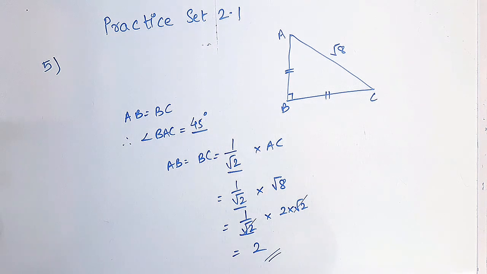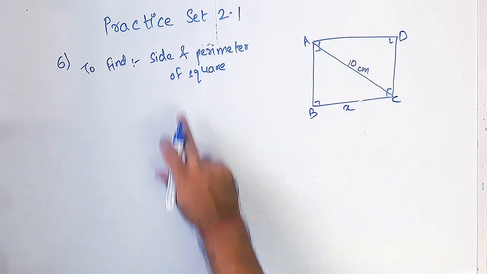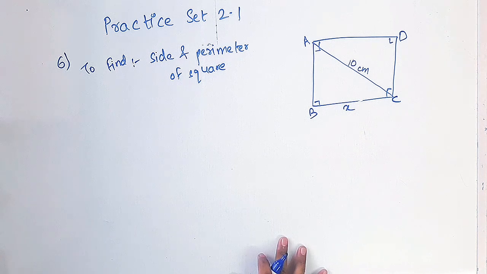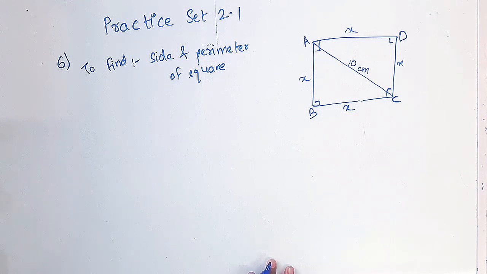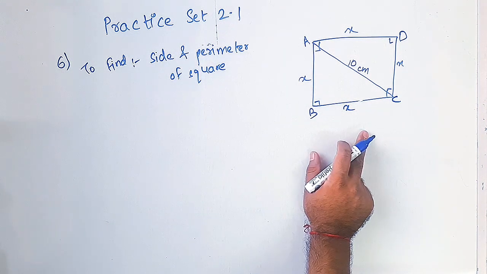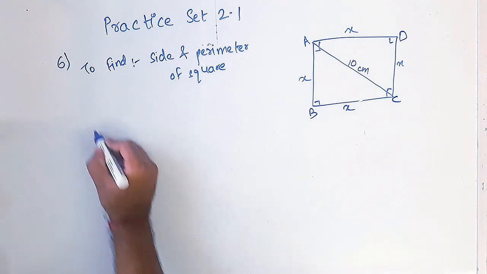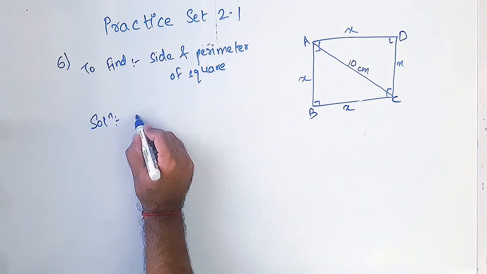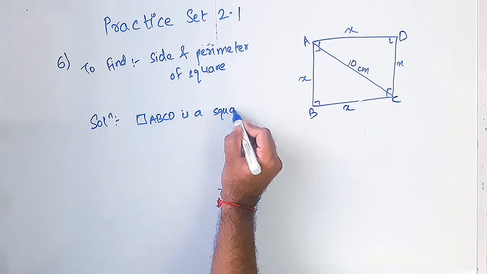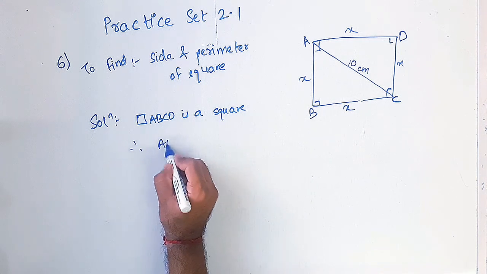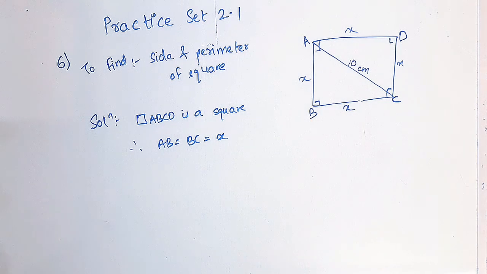So let us move on to sixth one. So children, we are here on to sixth one, where ABCD is given. It is a square. That means all the sides will be equal. And we are asked to find the side and the perimeter of the square. The only thing given is the diagonal. So let us start. It is very easy. Quadrilateral ABCD is a square. Therefore I'll take AB equals BC equals x. This I've taken as x.